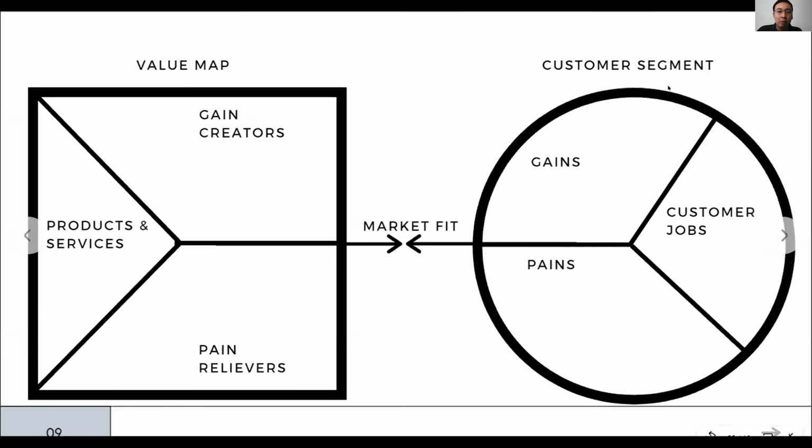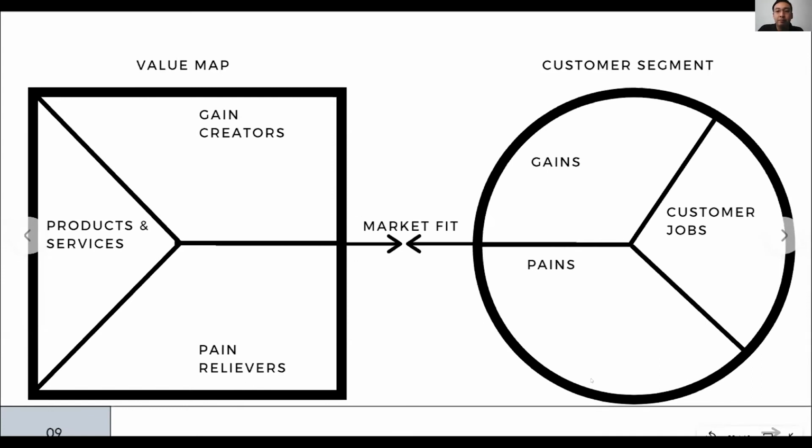So you understand what they want, and from the left side itself, you can see we now know how to come up with the product and services. We can come up with the gain creator. Gain creator is the things that we come up with to provide the gain. Pain reliever is the things that we come up with to solve the problem.